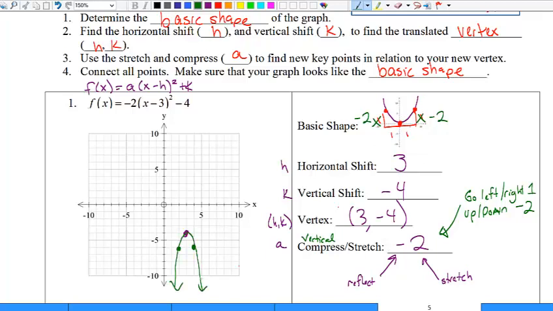Last step is to connect your points with the basic shape. I know this is a U shape, but because it's pointing down, I just flip it over. That's the reflect. So not only did this get reflected and it's pointing down, but it also got stretched out. It's more narrow than what it would have been.